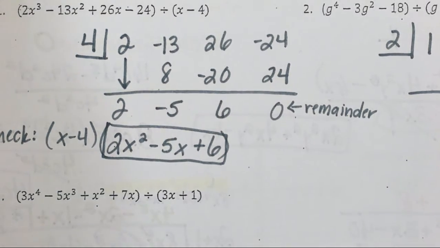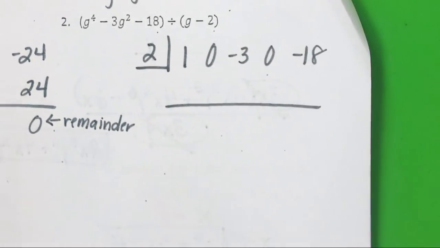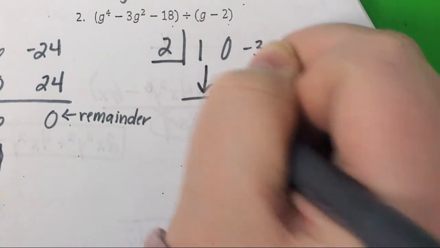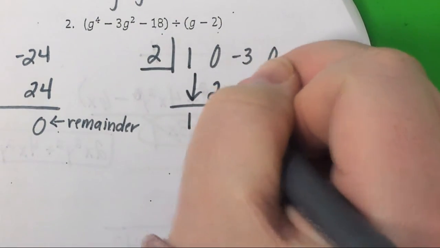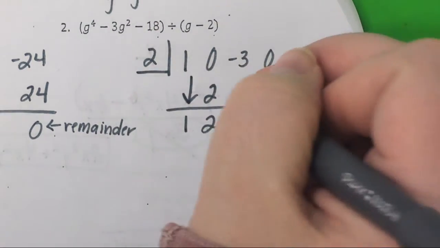Okay, I hope that made sense. If not, we're doing another. Number 2. So we drop down that first term. So we'll have a 1. 1 times 2 is 2. 0 plus 2 is 2. 2 times 2, that's 4.